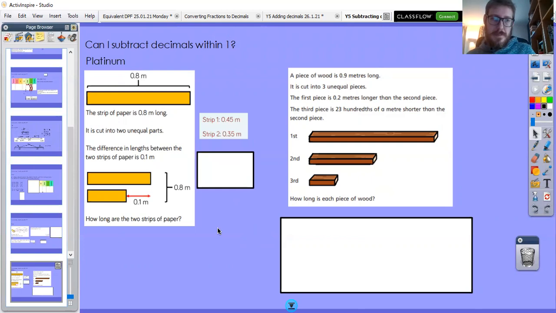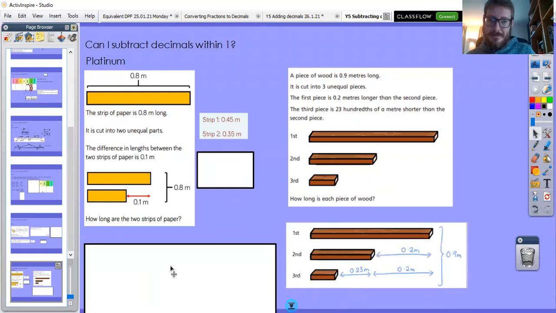Okay, and then the answers. Hopefully you were successful at tackling these ones. A little bit of a challenge for platinum.